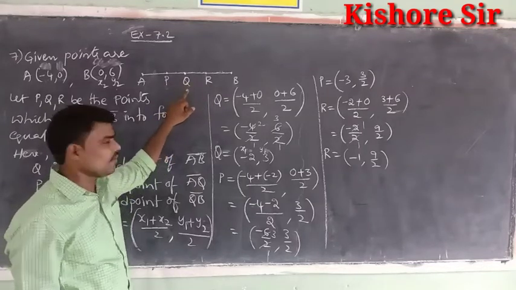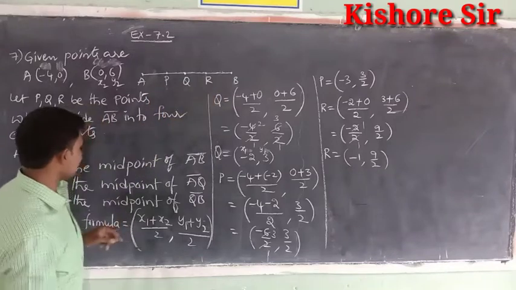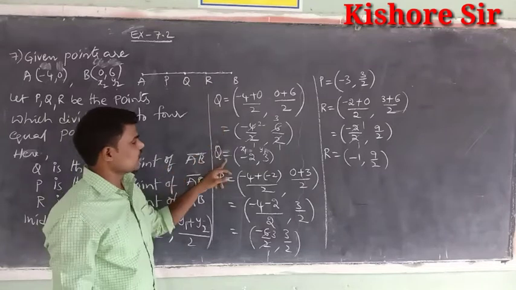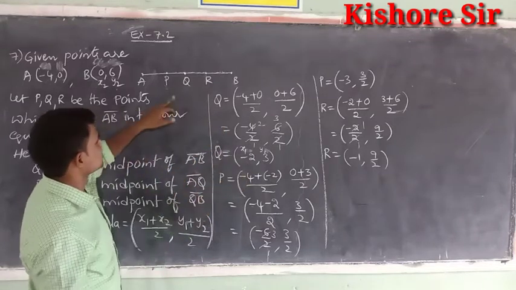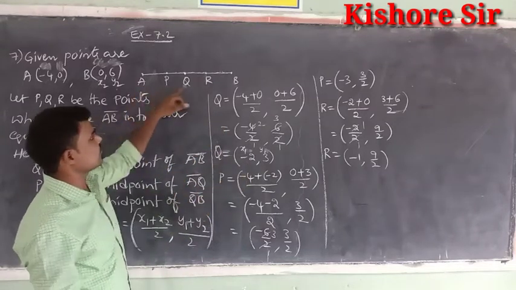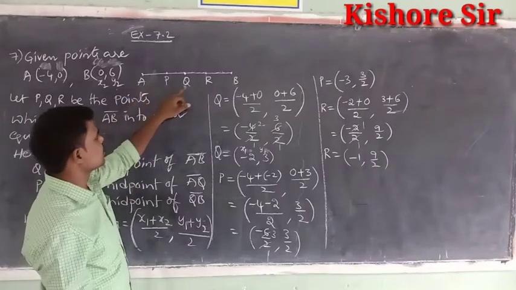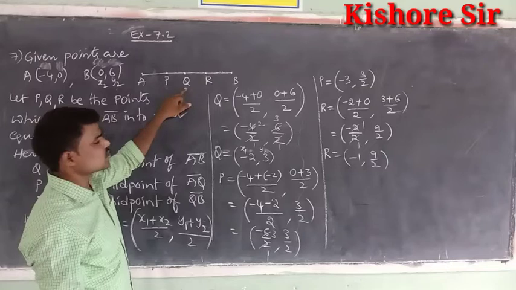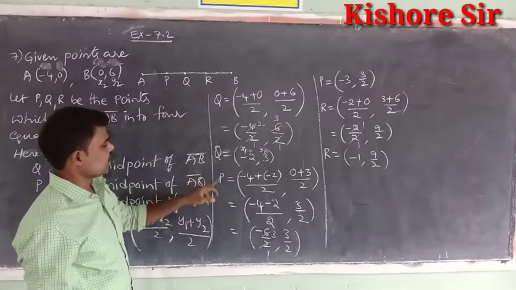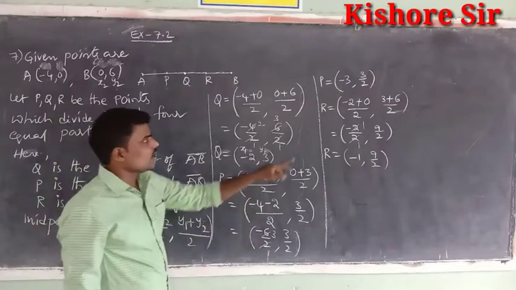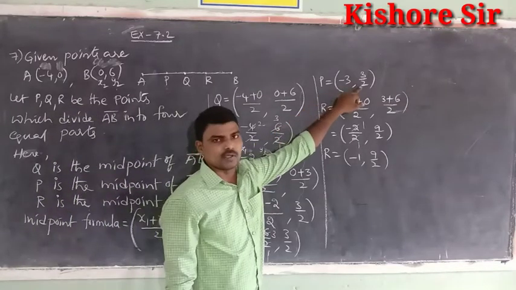Q is the midpoint of AB, so by using the midpoint formula, we can find the coordinates of point Q. Next, P is the midpoint of AQ. So take the first point A as x1, y1 and Q as x2, y2. Apply the same formula. So then P is equal to minus 3 comma 3 by 2.